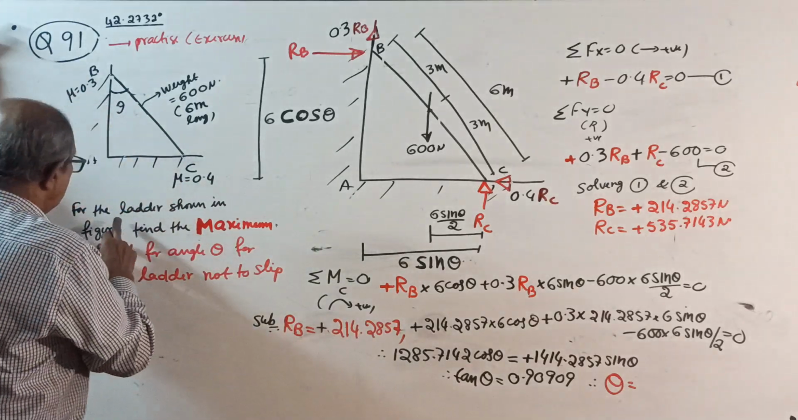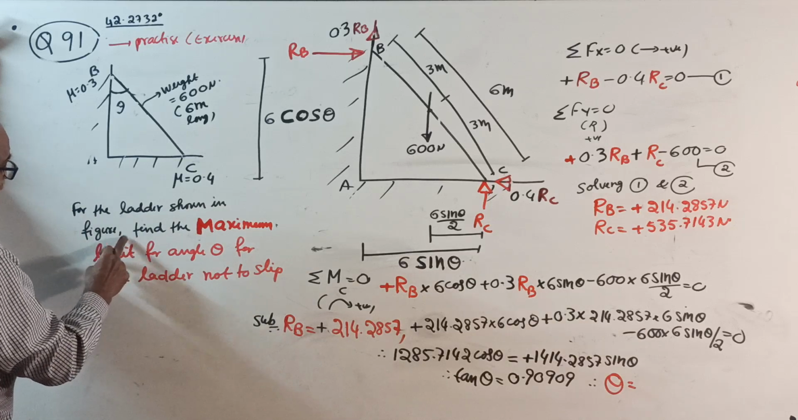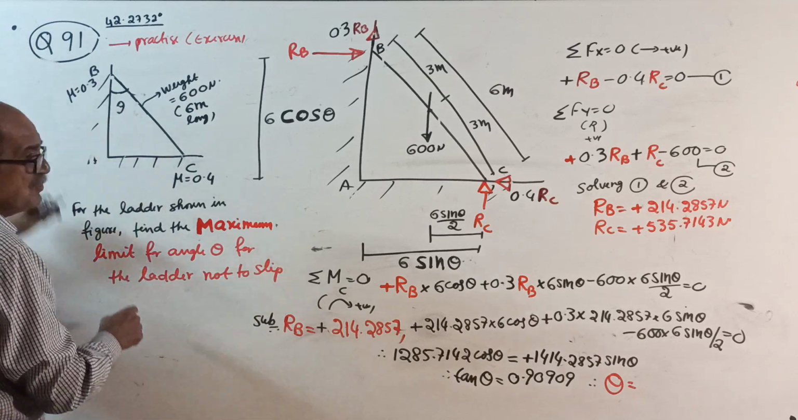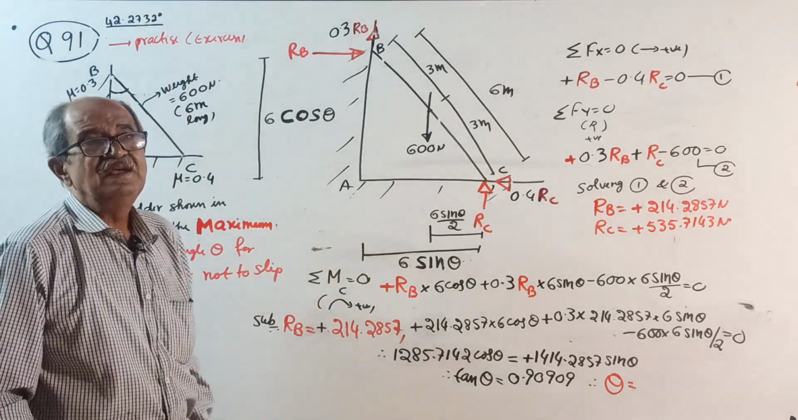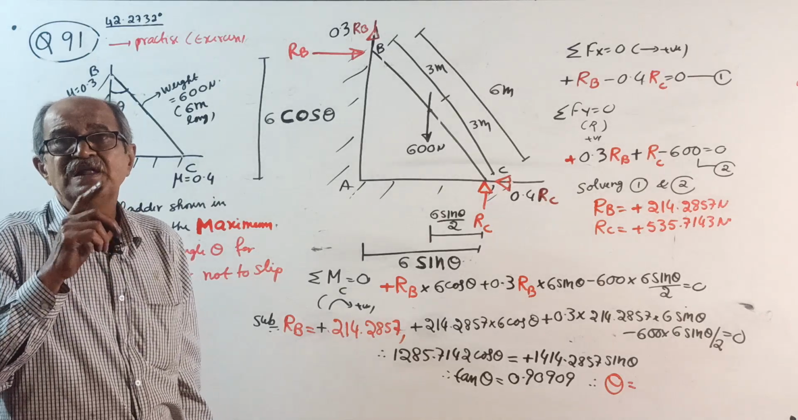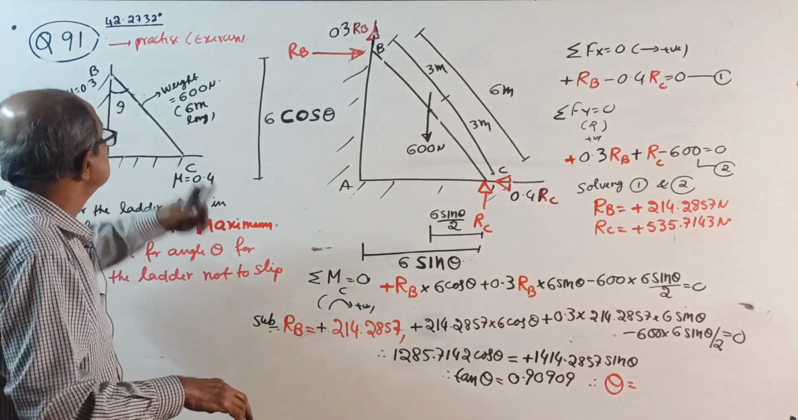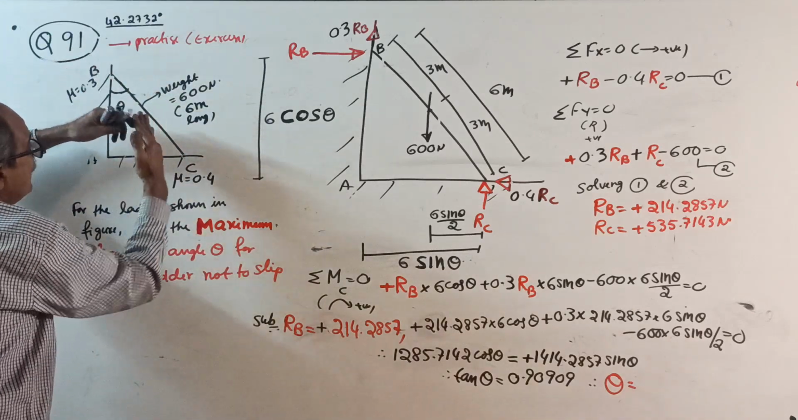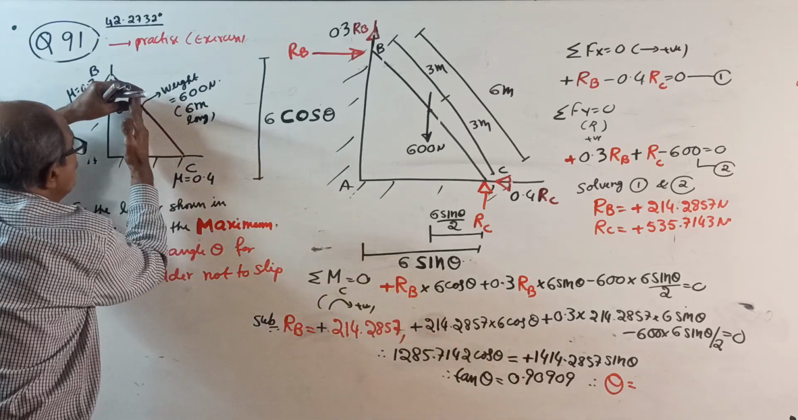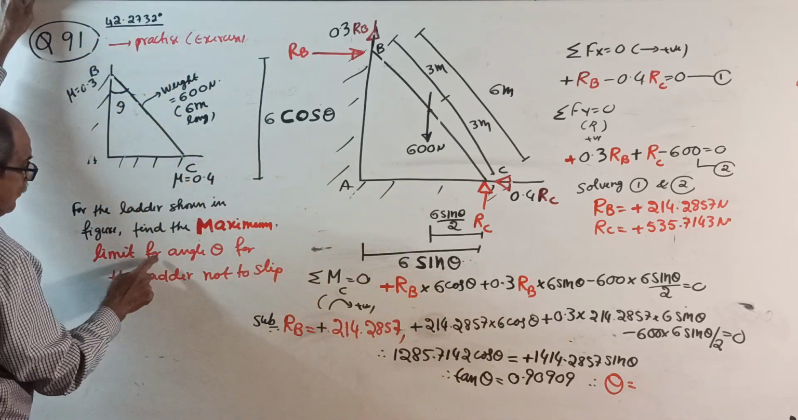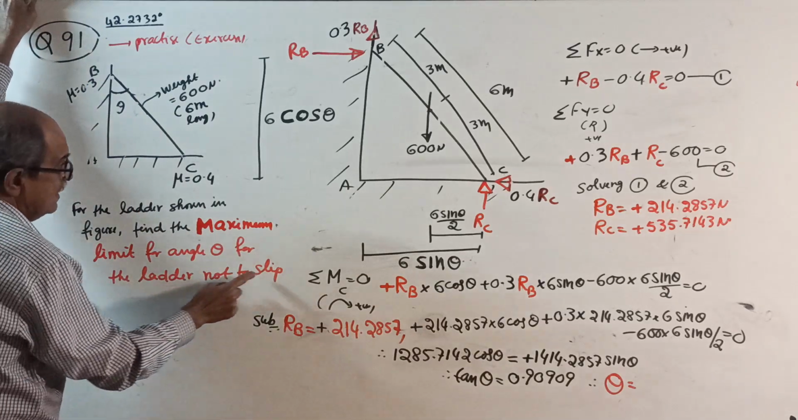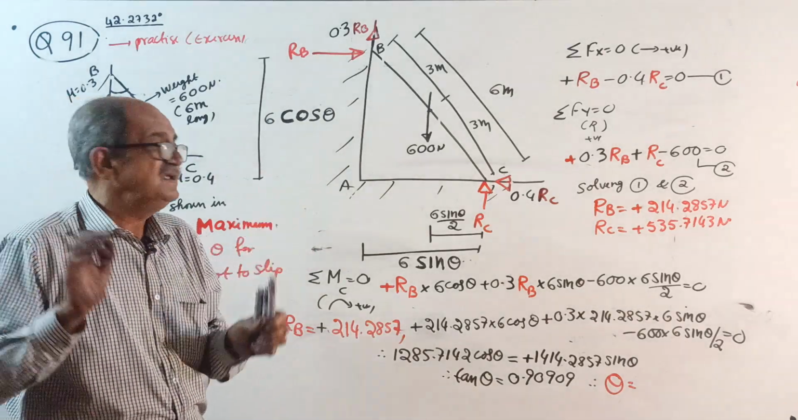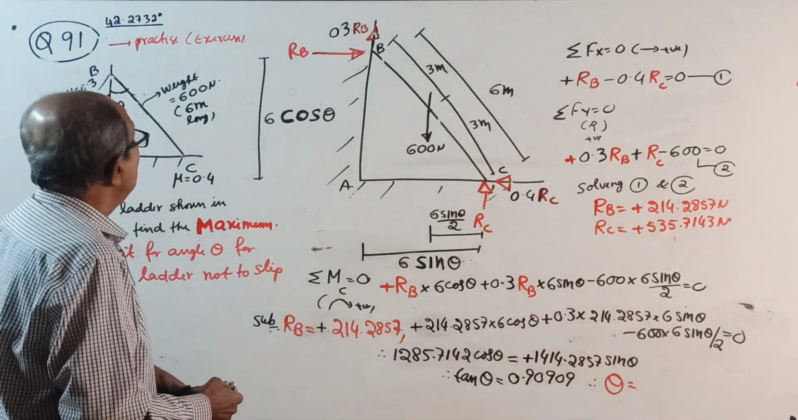Okay. For the ladder shown in figure, find the maximum limit for angle theta. Theta should not be more than that value. It can be lesser. Theta can be lesser, then no problem. With the horizontal, theta can be more. Maximum limit for angle theta for the ladder not to slip. Okay, now everything you write.